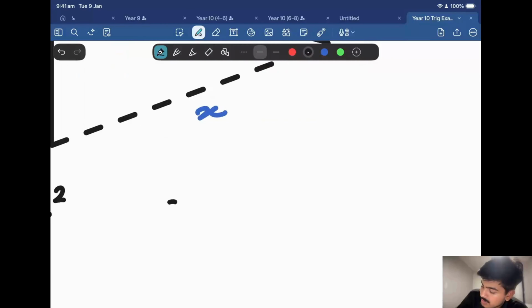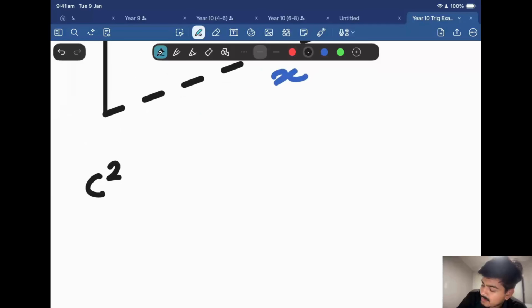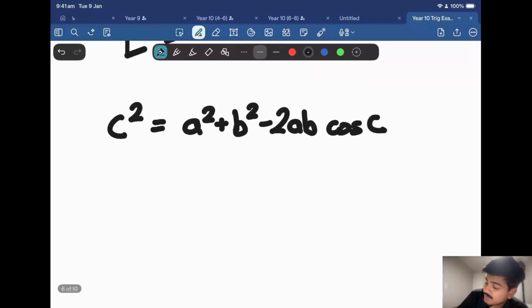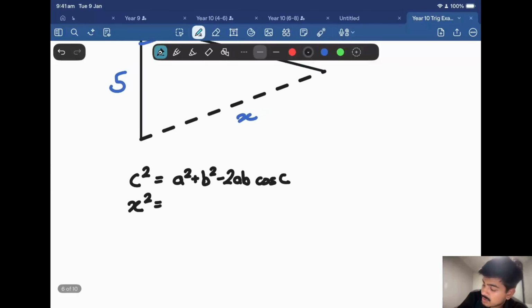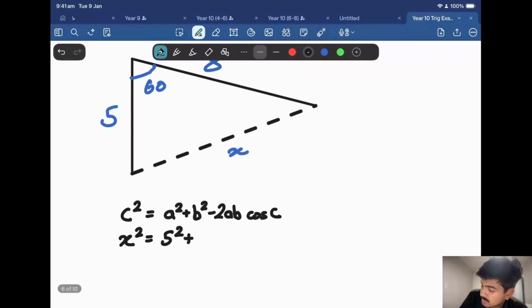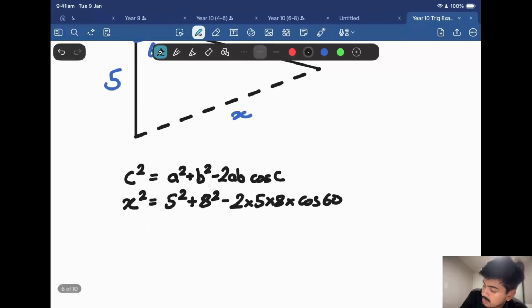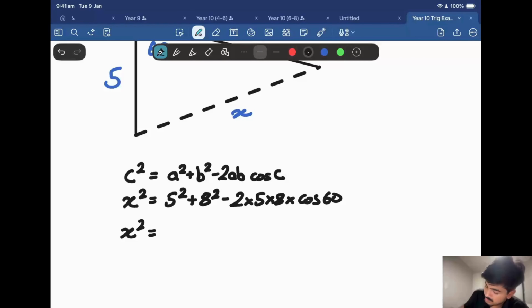So that's c squared is equal to a squared plus b squared minus 2ab cos C. What is c squared? That's what we're trying to find. A squared is 5 squared, plus b squared, which is 8 squared, minus 2 times 5 times 8 times cos 60. So x squared is equal to 5 squared plus 8 squared minus 2 times 5 times 8 times cos 60, 49.